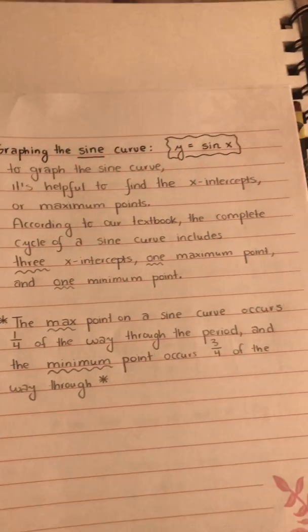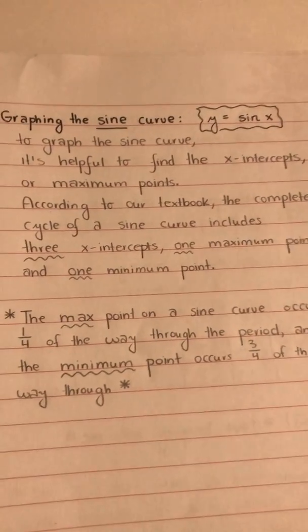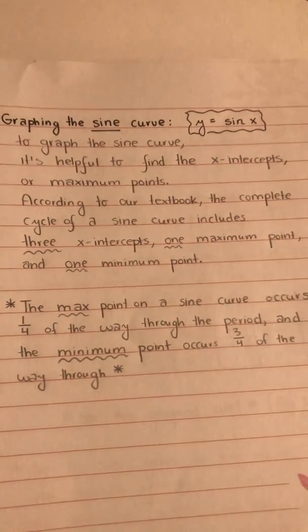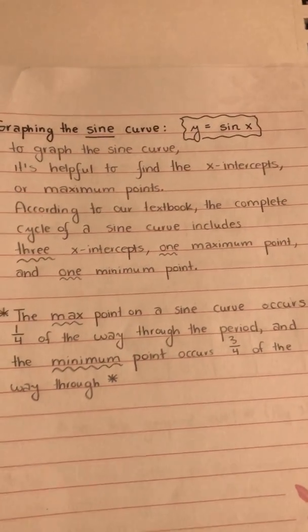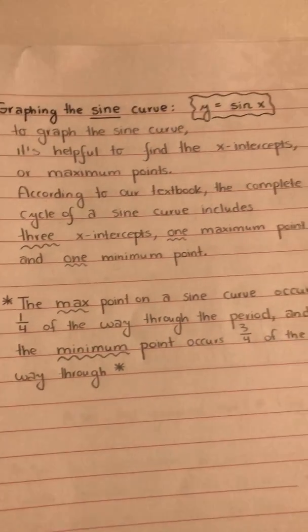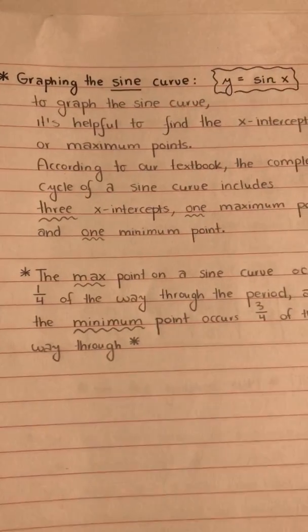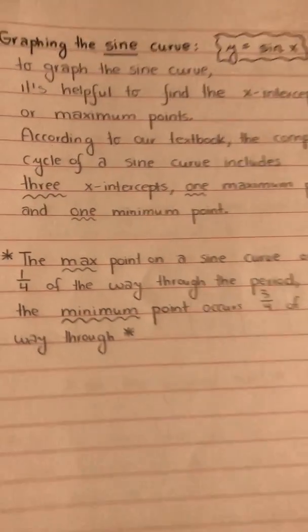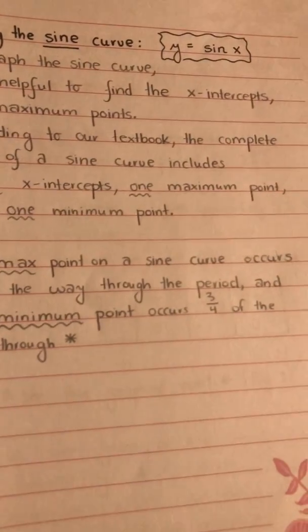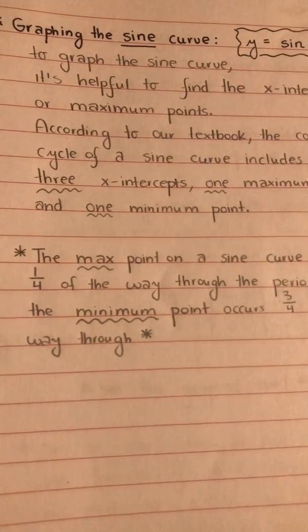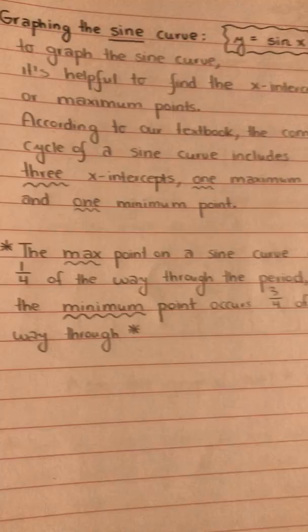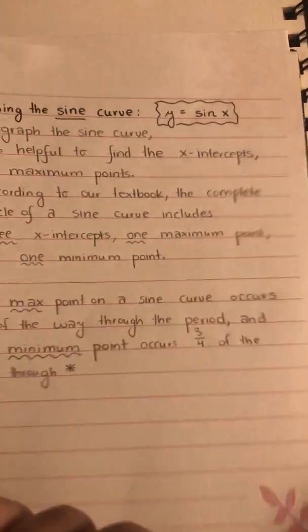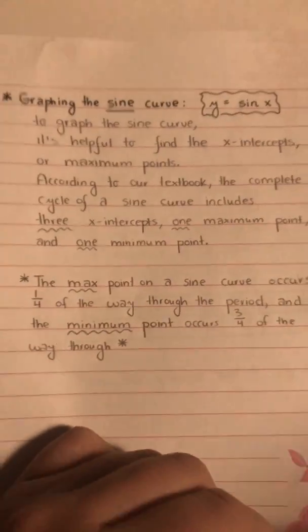And it's helpful to find the x-intercepts or maximum points. According to our textbook, the complete cycle of a sine curve includes 3 x-intercepts, 1 maximum point, and 1 minimum point. So when it comes to a sine curve, the maximum point occurs 1/4 of the way through the period, and the minimum point occurs 3/4 of the way through. So we're assuming that we're going to have a period, which is standard, of 2 pi.